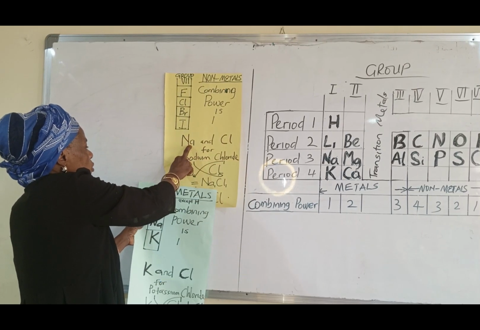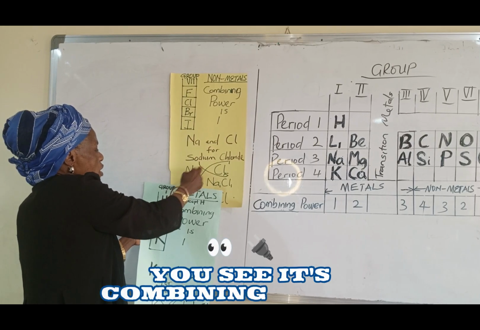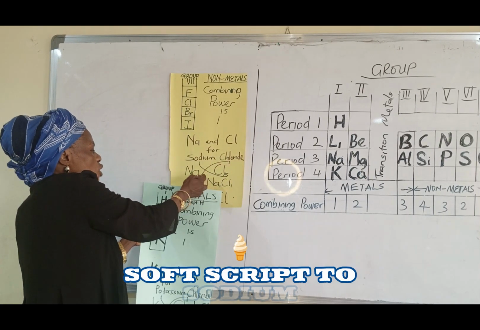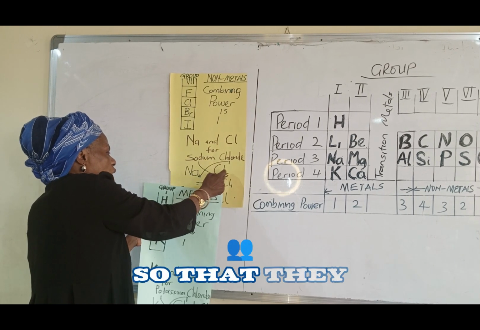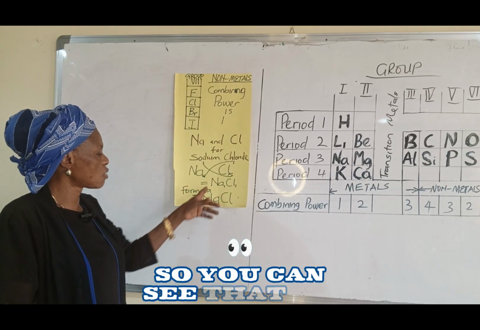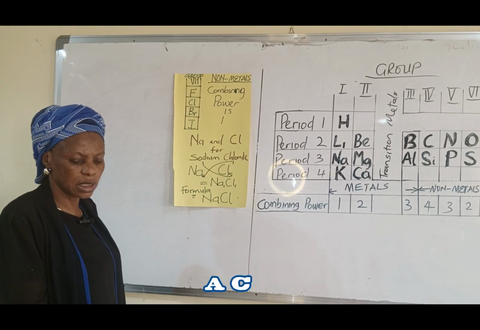So for sodium chloride, we have sodium, you see its combining power. Use their combining power as subscript so that they can form the compound you require. So you can see that we have Na1Cl1. The formula will now be NaCl.